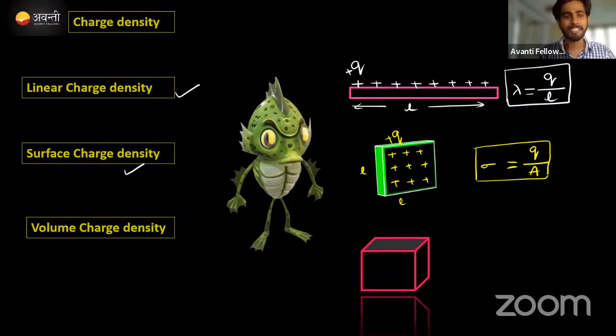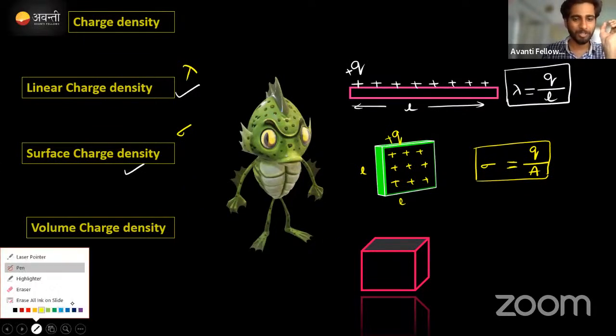Sigma tells the surface charge density. Lambda is linear charge density, sigma is surface charge density, right? And coming to the third one, we'll move to the third one.